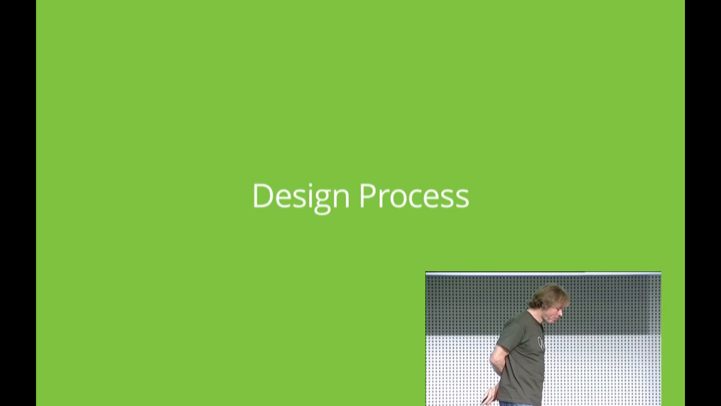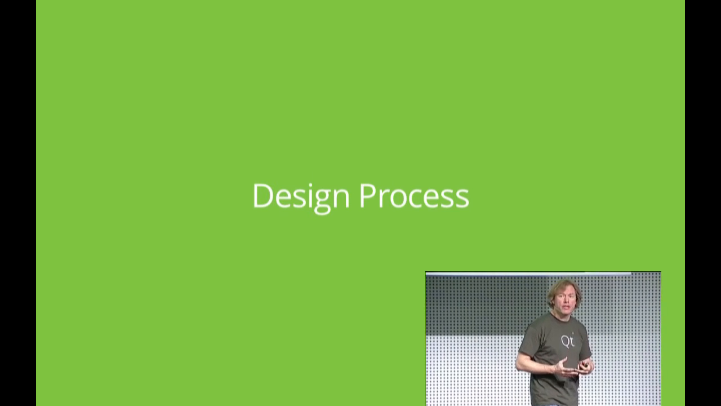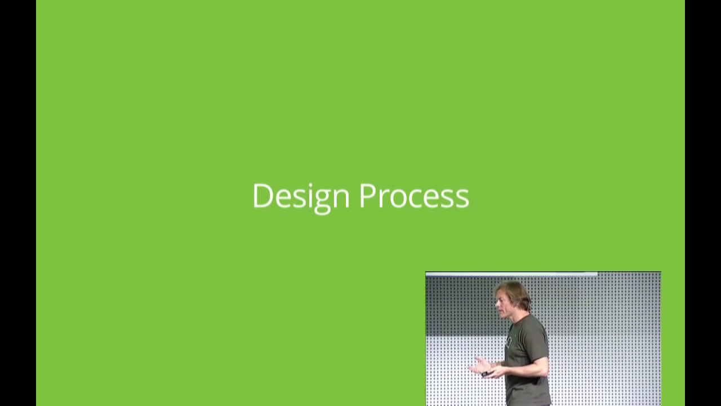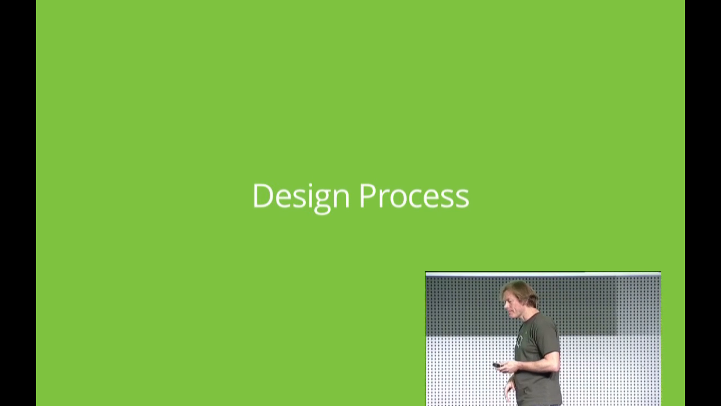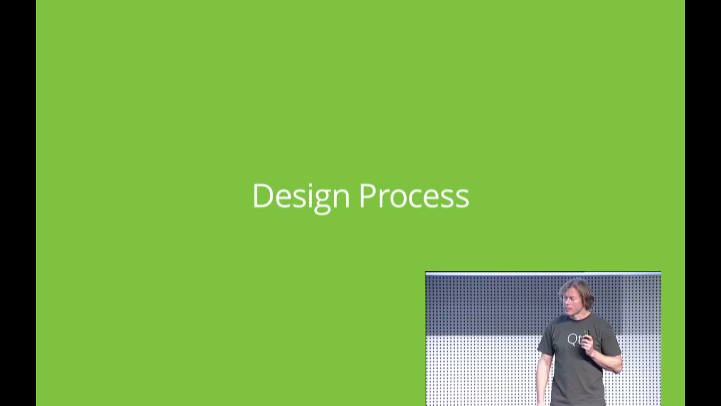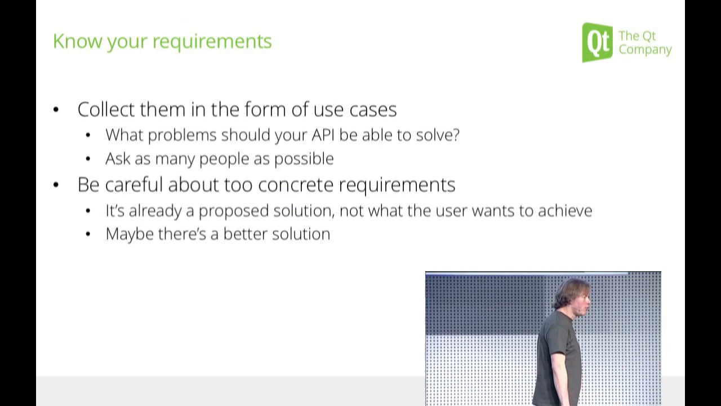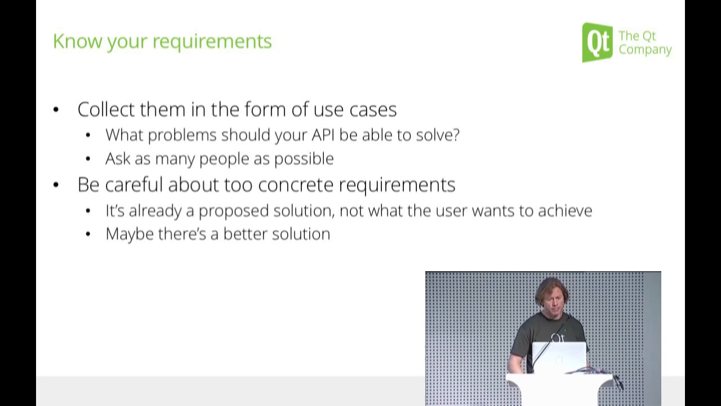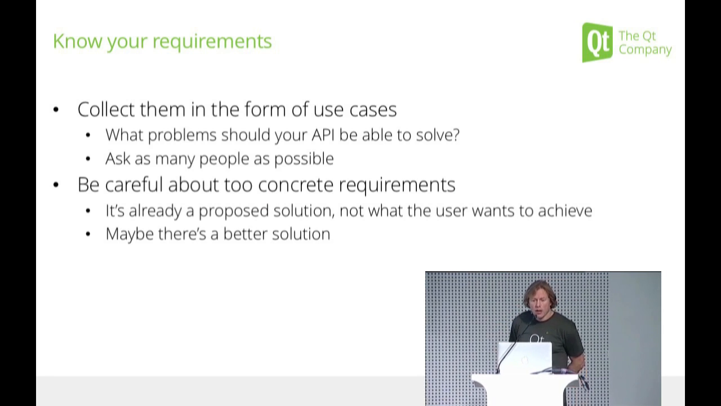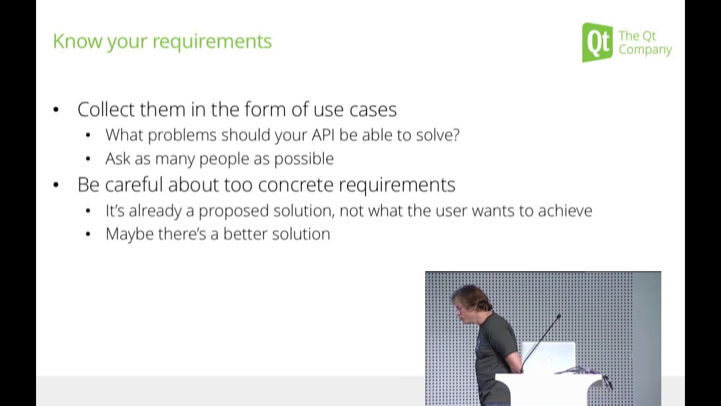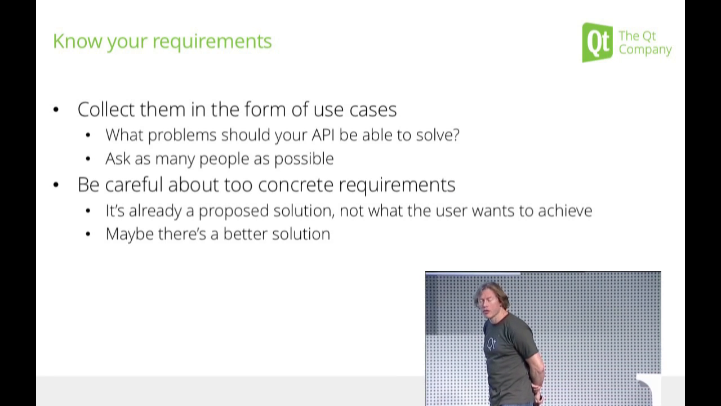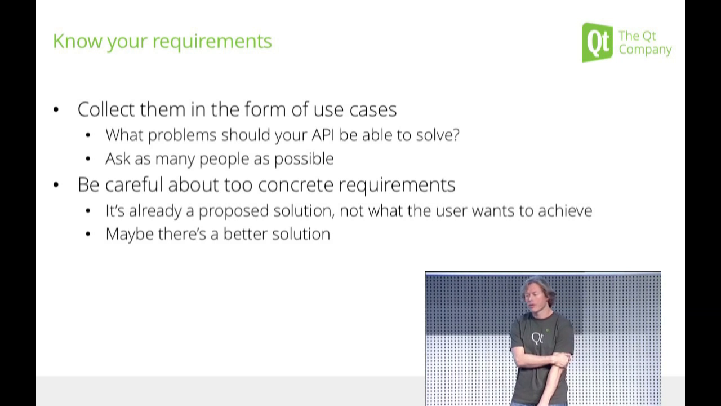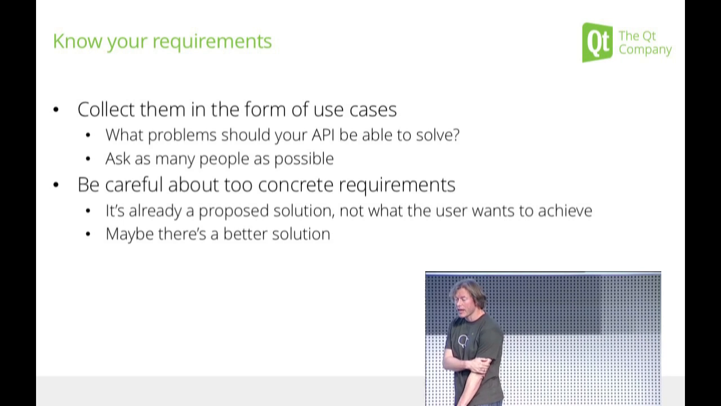Okay, so those are some characteristics of a good API. What about how I get there? How do I design these APIs? The first thing is really to know your requirements. Know what people want with the API. Usually the best thing is to collect a lot of use cases. Go around, ask your people, ask your users, what do you want? And ask as many of them as you can.